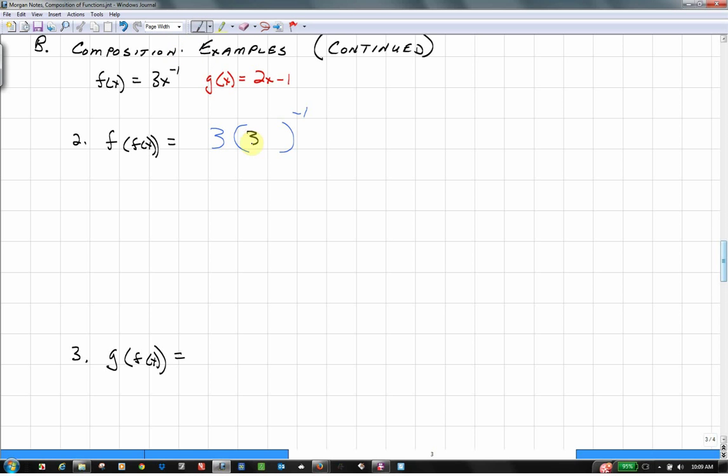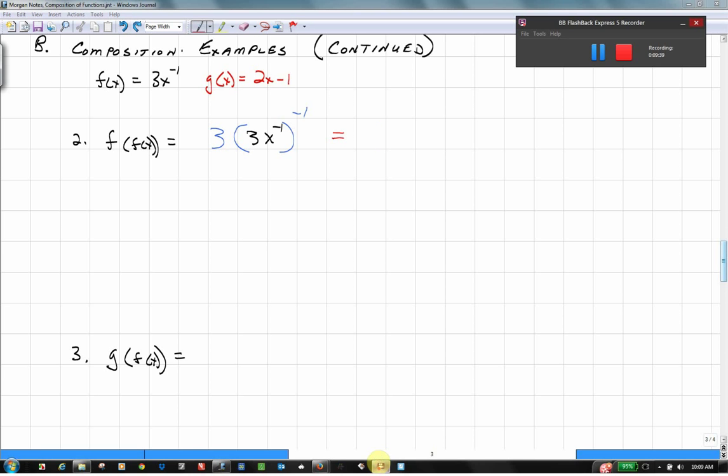I'm going to have 3x to the minus 1. Okay? So now let's go ahead and see what that's going to be when I write it out. So what that's going to be is that's going to be 3. Hold on. I better explain this.